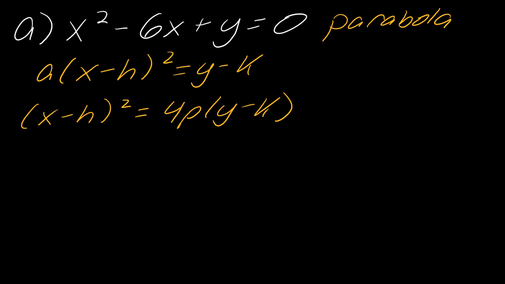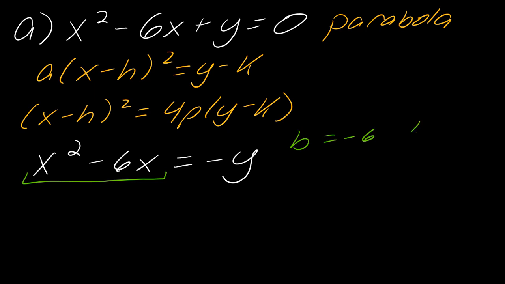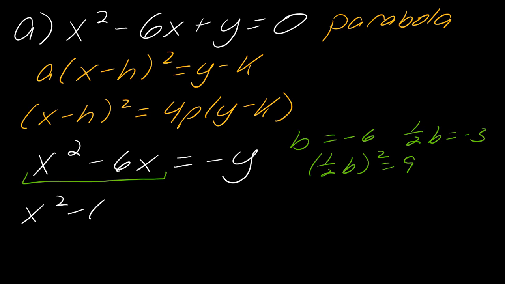Okay, so what I'm going to do is figure out how to make that work. With a parabola equation, the big thing I think about is that I need the x's on one side and the y's on the other. So I can start with that. And then with the x side, I want to write this as a squared binomial. So I need to complete the square on this side. If I'm completing the square here, my b is equal to -6, my half b is equal to -3, and my half b squared is equal to 9.